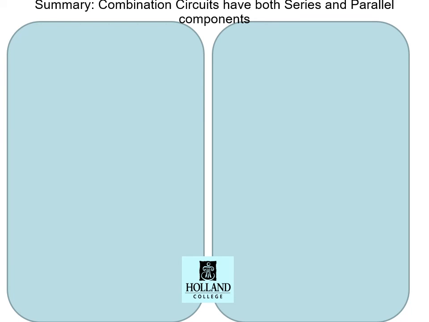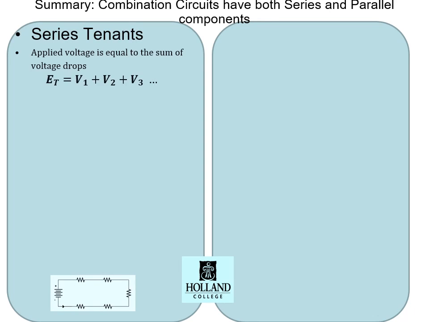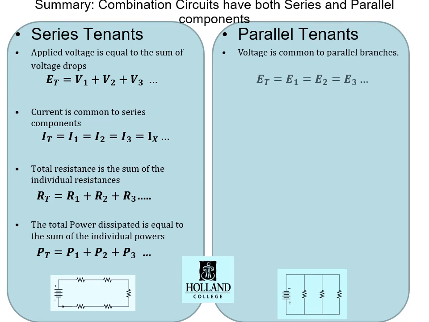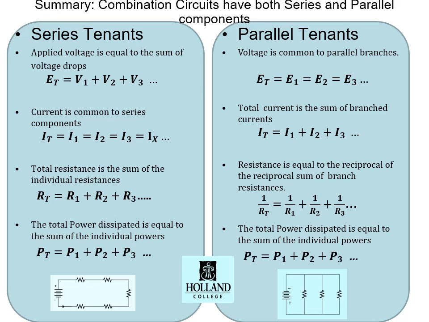So in review, when calculating or analyzing any combination circuit, you really have to have the basic ideas or tenets for each of the different circuits. Series circuits: voltages add, currents are common, resistances add directly, and powers always add. For a parallel circuit, voltage is common, but currents add. Resistance is the reciprocal sum of each branch resistance. And again, powers always add.